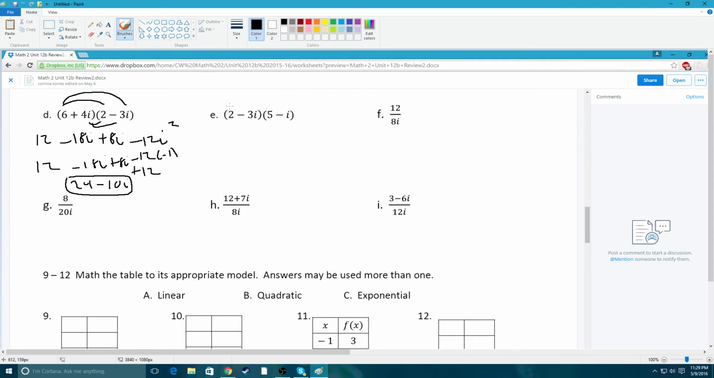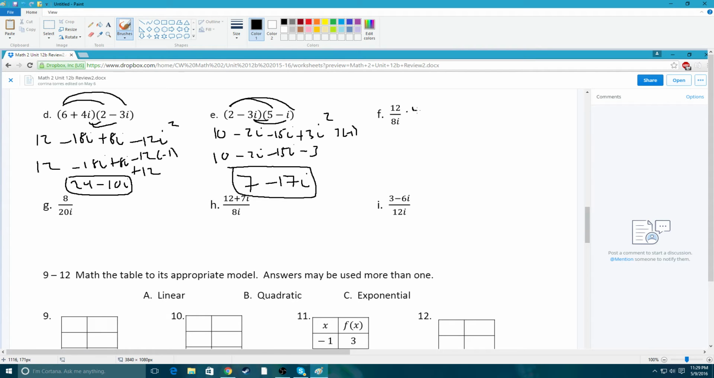Okay. For E, double distribute. 2 times 5 is 10. 2 times negative I is negative 2i. Negative 3i times 5 is negative 15i. Negative 3i times negative I is a positive 3i squared. But that I squared turns it negative, so it's 10 minus 2i minus 15i minus 3, because that's 3 times negative 1. 10 minus 3 is 7. Negative 2 minus 15 is negative 17i.